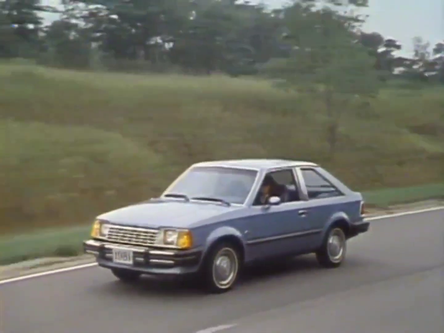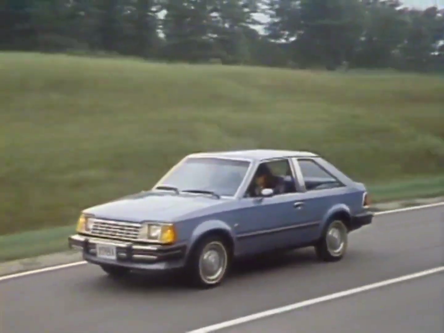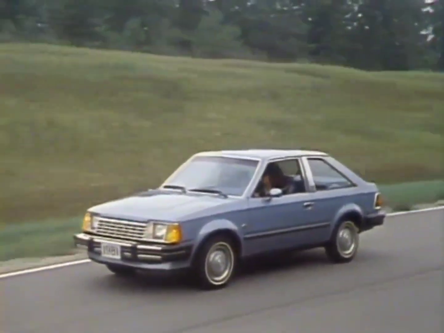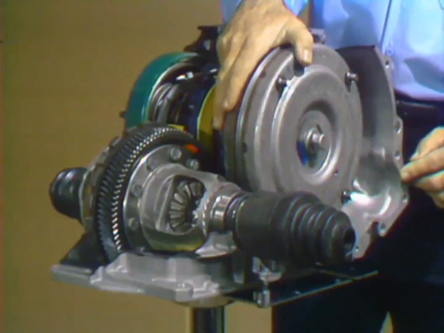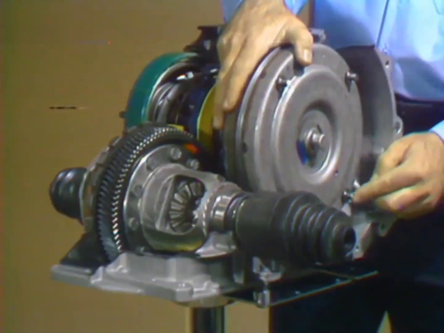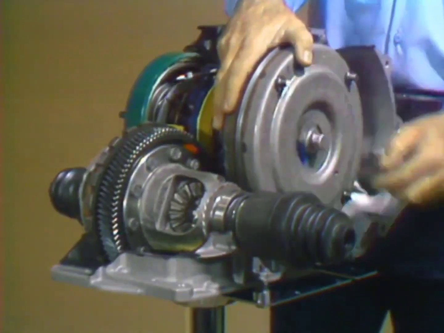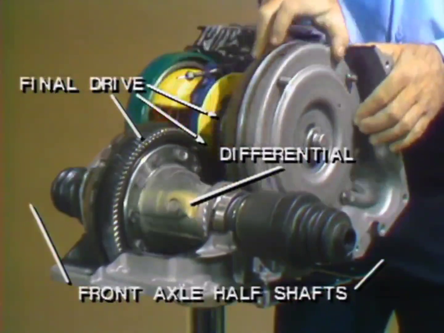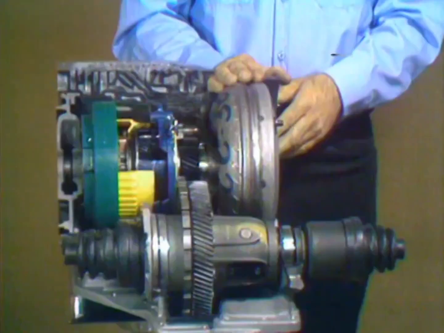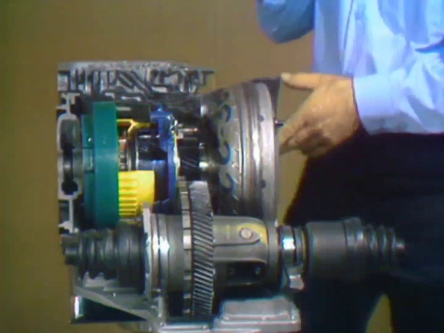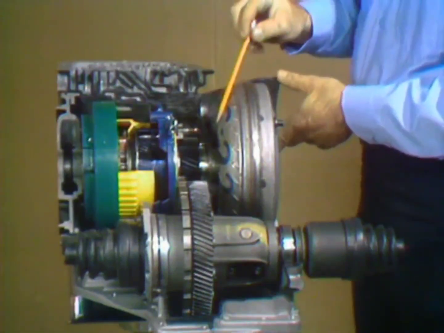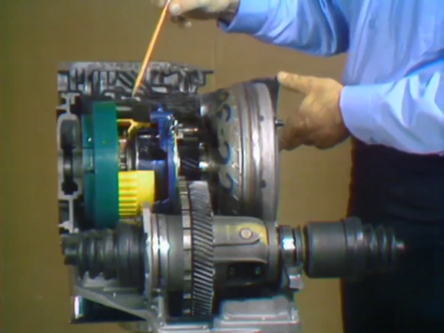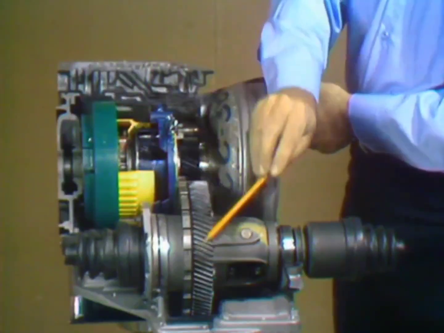In Escort and Lynx cars with automatic transmission, the ATX Automatic Transaxle is the heart of the front-wheel drive. The transaxle is bolted to the engine and is driven by the engine crankshaft and flywheel. Its output is through a final drive and differential to the front axle half shafts. We will describe the ATX in 3 general sections: 1. The torque converter. 2. The planetary gear train. And 3. The final drive, which drives the differential.